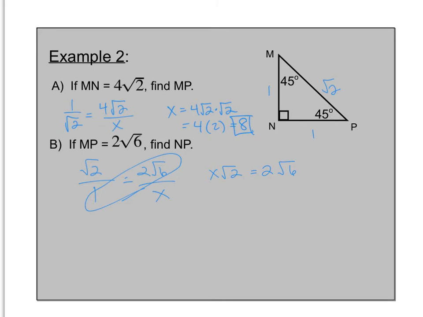All right, we're trying to solve for x. To get x by itself, we're going to have to divide by root 2. These will cancel out. Now, 2 root 6, think of that as root 2 times root 3, because then you can actually just cancel out these root 2's. And your final answer is going to be 2 root 3, which is going to be NP.